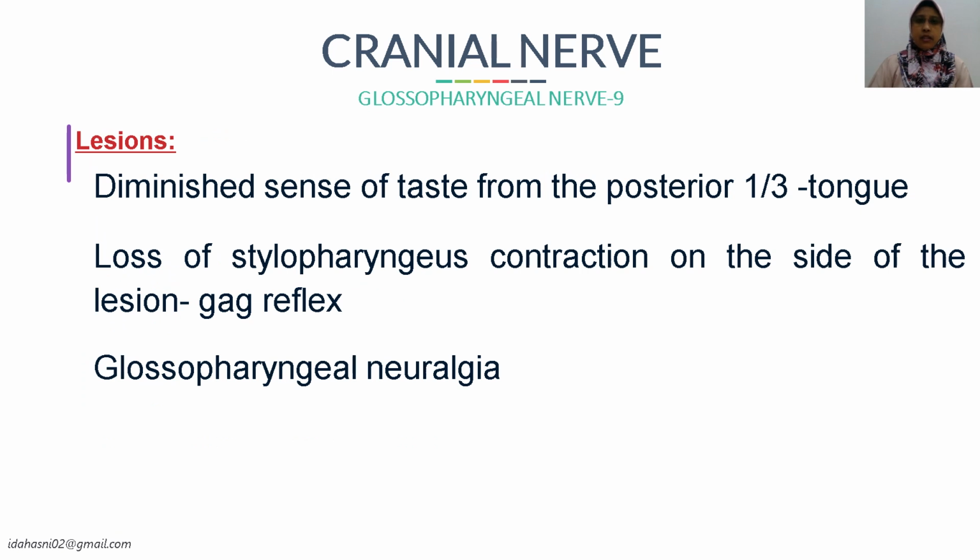Any lesions on the glossopharyngeal nerve are relatively rare but may occur in combination with the vagal and accessory roots at the jugular foramen. Deficits related to only glossopharyngeal nerve damage are largely restricted to diminished sense of taste from the posterior third of the tongue and loss of stylopharyngeal contractions on the side of the lesion. This may affect the gag reflex.